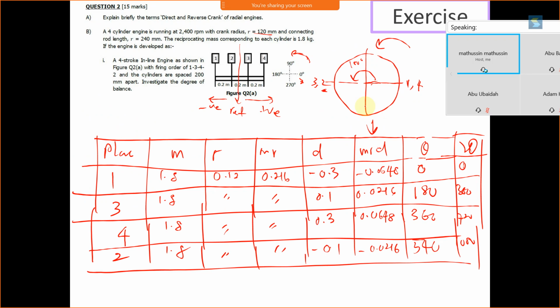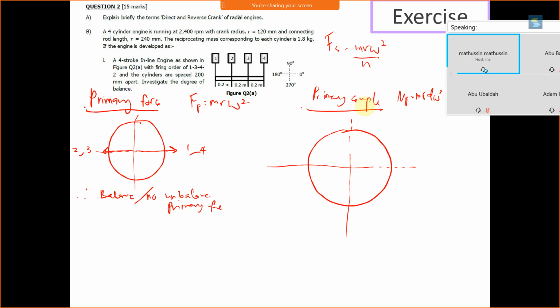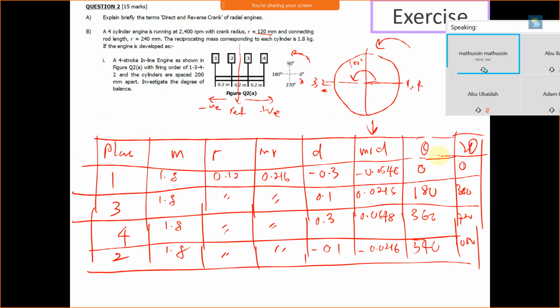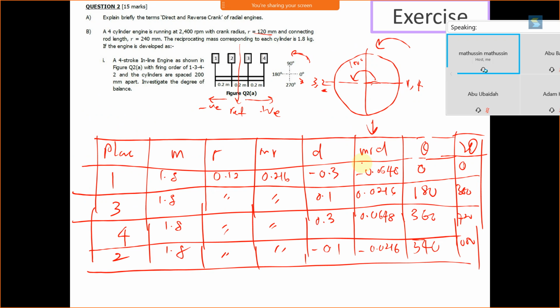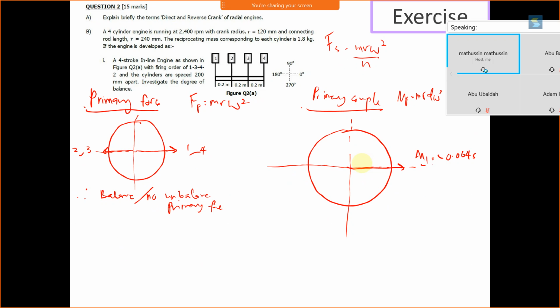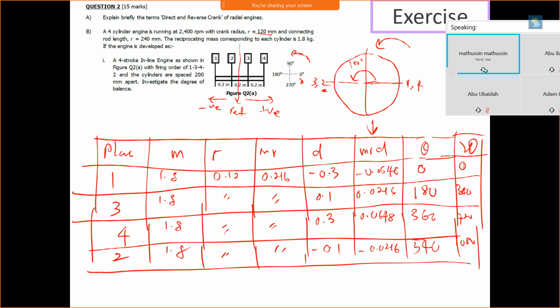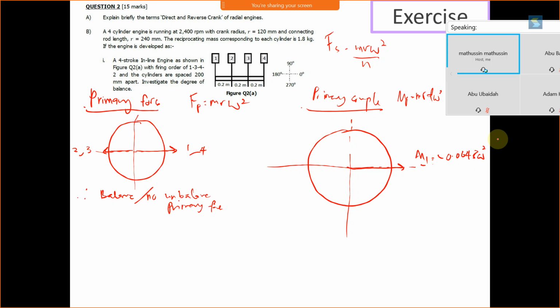So the position of MRD omega squared is negative 0.0648 for number 1. So number 1 is here. So we have negative M1 should be negative 0.0648. You can also skip the numbers and just write negative MRD, but no, you must know the value. So negative 0.0648 omega squared. So this is our number 1.